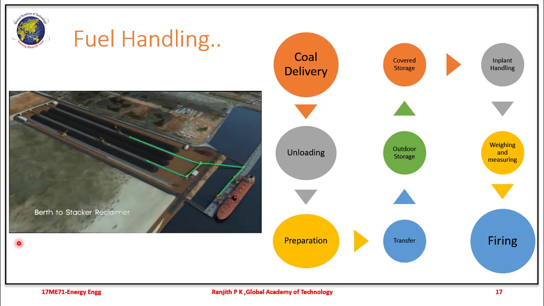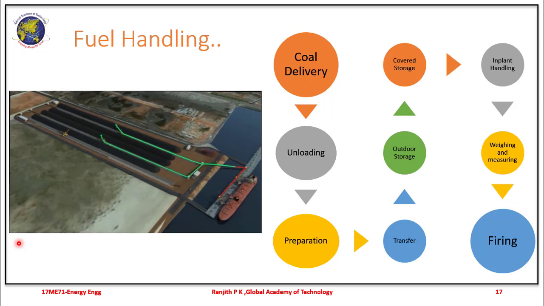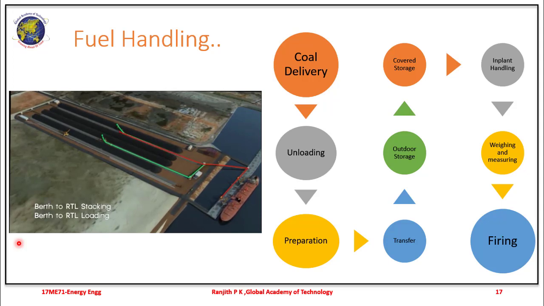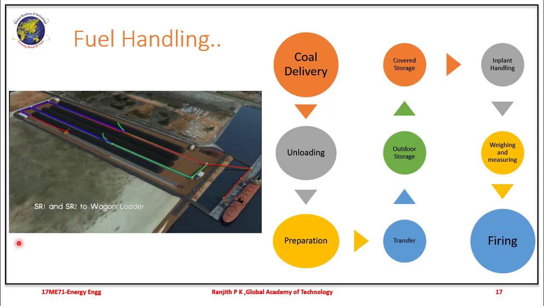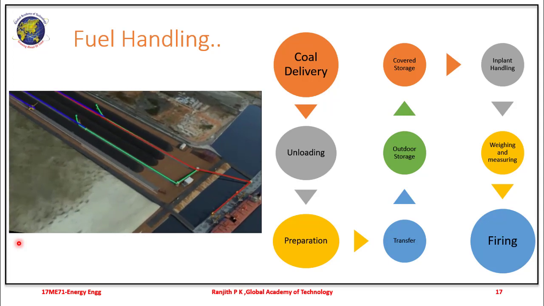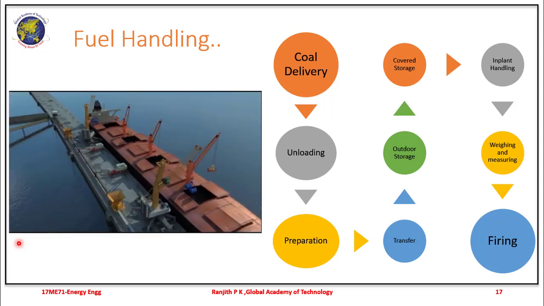Line 1, coal unloading at the quay and coal stacking with one of the yard machines. Line 2, direct dispatch by unloading the coal at the berth and wagon loading or coal stacking on the blending area. Line 3, coal reclaiming with one of the yard machines and wagon loading or coal stacking on the blending area.